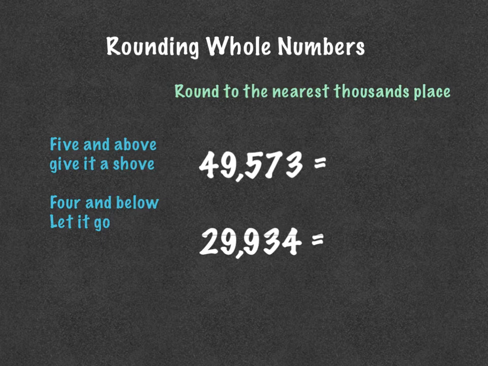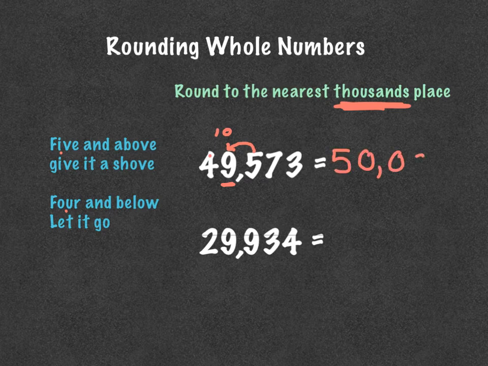Okay, on to a couple of tricky ones. Again, our same rule, we're looking at the thousands, and our rule is the same. 5 and above, give it a shove. 4 and below, let it go. We identify our thousands place, which is a 9. The 5 is our bossy number. 5 is 5 and above, so we're going to give this a shove up. Now when we give the shove up to a 9, it becomes a 10, right? So this 0 is going to be in the thousands place, and this 1 is going to add to the 4. So we end up with 50,000.